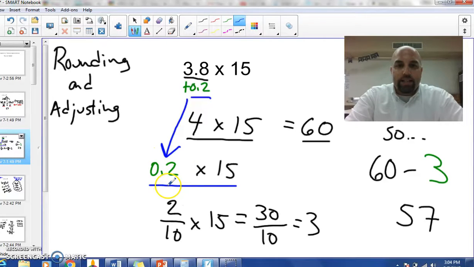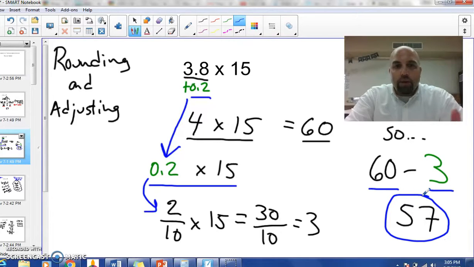Well, you know me, I don't like decimals. I like fractions much better. So I'm going to rewrite this decimal as a fraction. 2/10 is here, 2 over 10. And I know 2/10 times 15 is going to give me 30/10. And 30/10 I can simplify very easily into 3. So I now know that 3 and 8/10 times 15 is going to be 4 times 15, which is 60, minus 2/10 times 15, which is 3. And that's going to give me my same answer of 57.